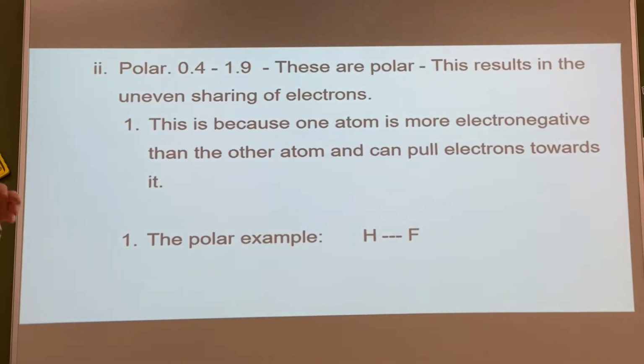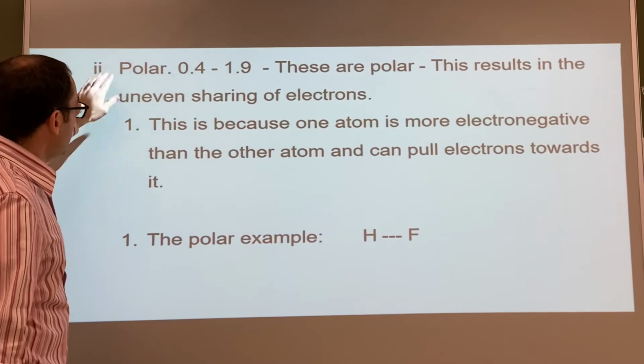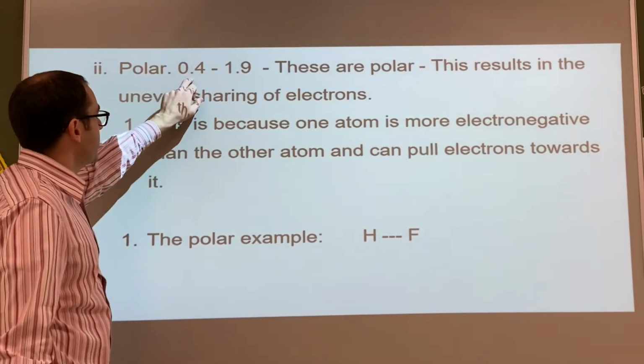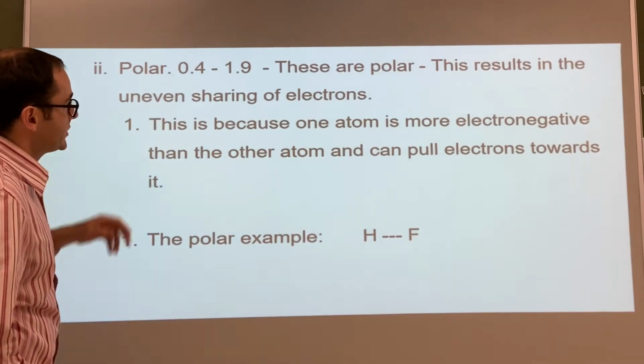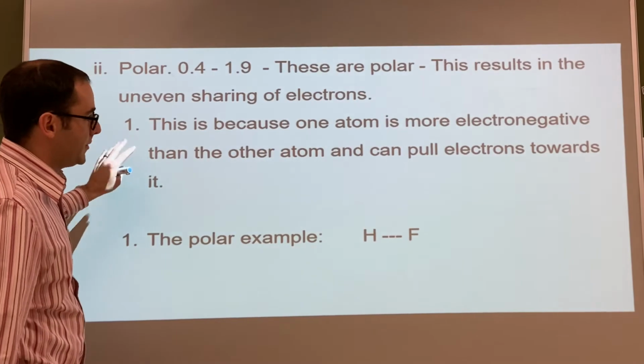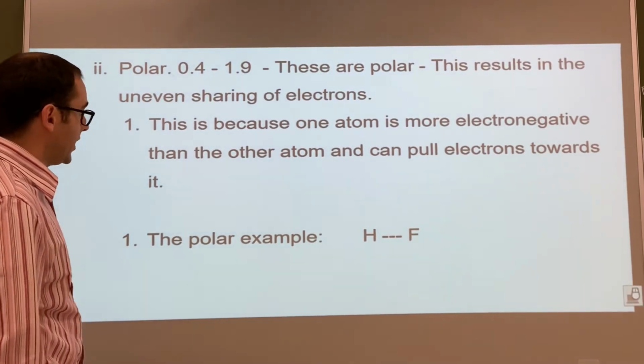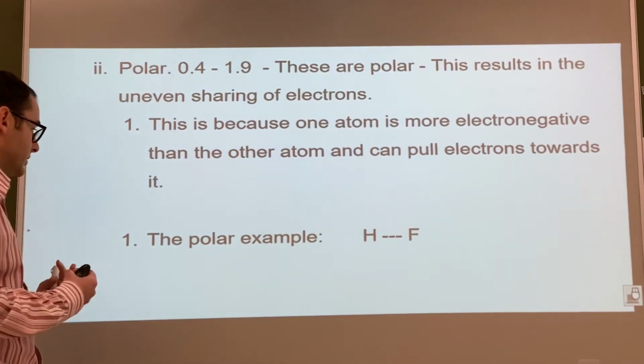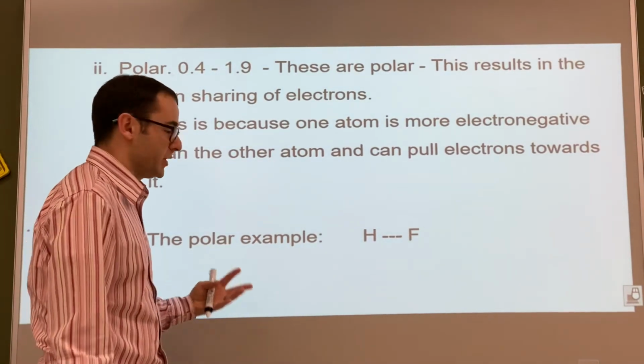All right, so what is all of this going to look like? I'll show you in a sec. Polar molecules, when the difference is 0.4 to 1.9, these are considered polar bonds. This results in an uneven sharing of electrons, and this is because one atom is more electronegative than the other and can pull electrons towards it. So let's take a look at this polar example.